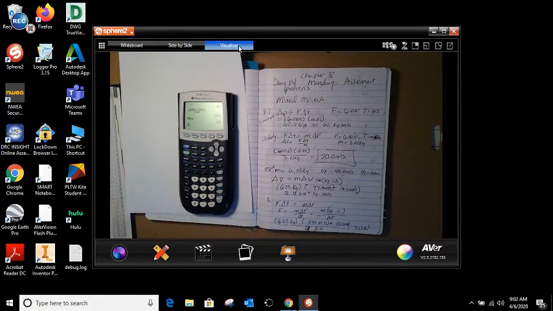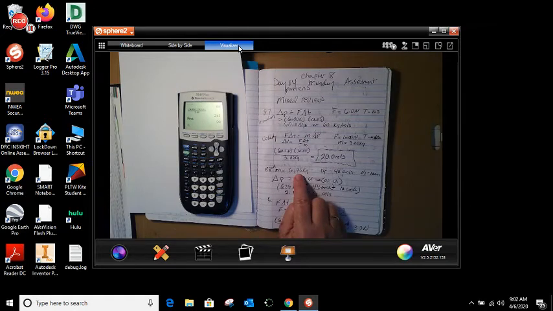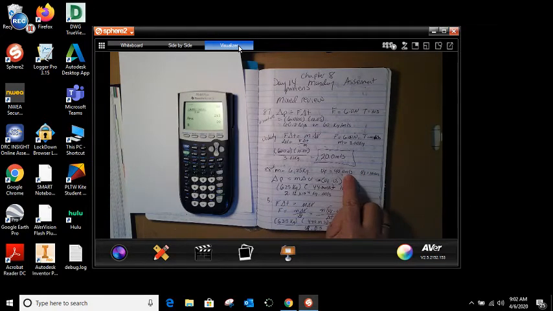So now we're going to look at question number 88. An external constant force changes the speed of a 625 kilogram car from 10 meters per second to 44 meters per second in 6.8 seconds. What is the car's change in momentum?